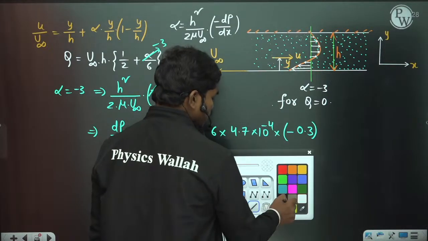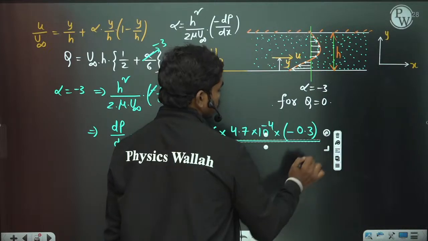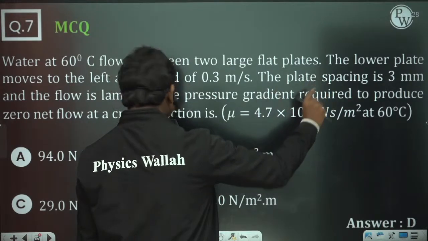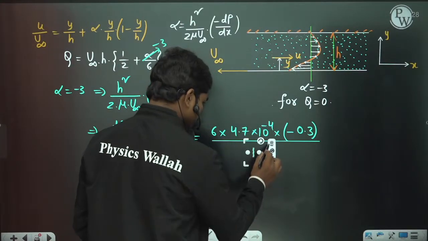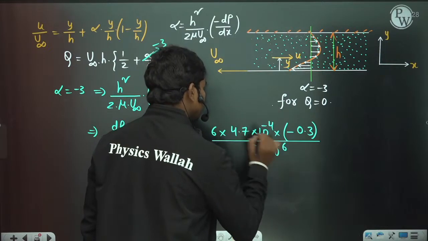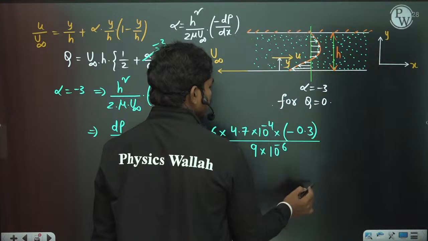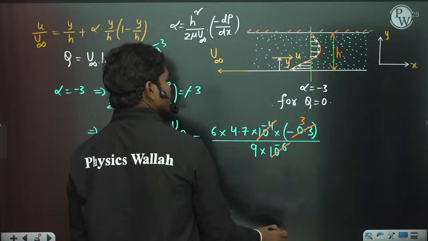Now what is the value of h square? The gap between the plates, the plate spacing, is 3 mm. So h square is 9 into 10 to the power -6. If you simplify certain things, this can be written as 3, then this becomes 10 to the power -5. This gives you 10 to the power -1.